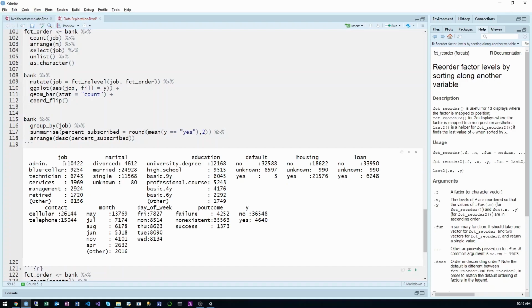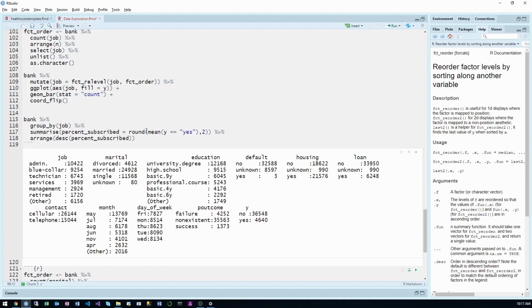So most jobs are admin. You can see 10,000 records. Most people are married. There are 25,000 married people. The most common education is a university degree, 13,000 records. The most common default level is no. Most people have not defaulted on a loan, 33,000, and so forth.